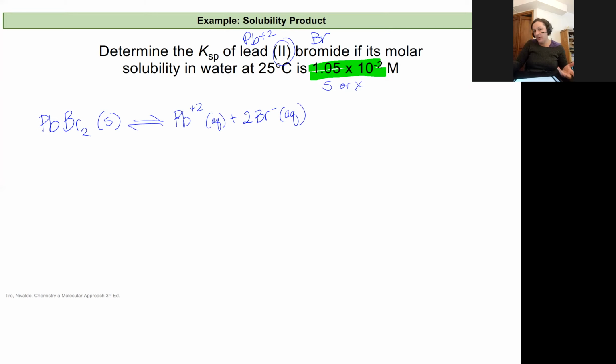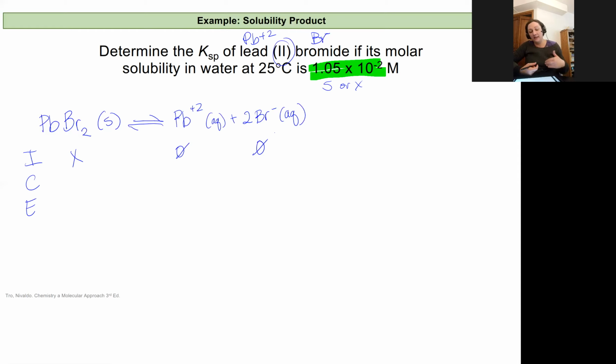Now I'm going to approach this like an ICE table again, except I kind of know the end value for X or S instead. But looking at an ICE table, we don't consider the concentration of our solid lead bromide because it's a solid. It's not dissolved. It doesn't have a concentration. And initially, when it's put in water, there would be 0 of our ions around in solution.